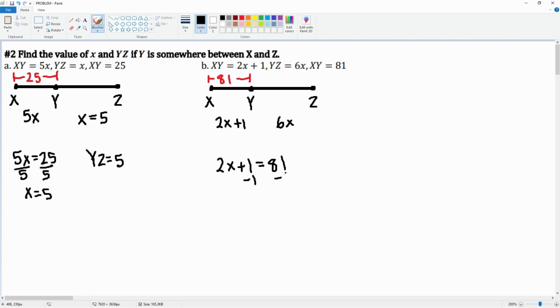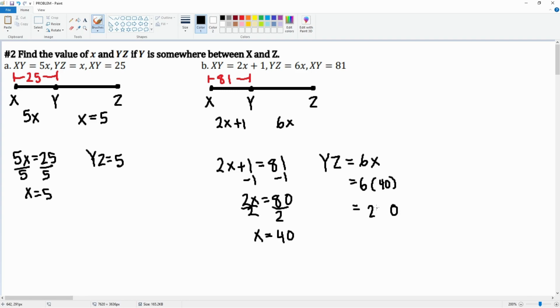Now we can solve by subtracting 1 on both sides, getting 2x equals 80, dividing 2 to both sides, we get x is equal to 40. Now you want to solve for yz like the question asked for. yz is 6x. We substitute in that 40. We have, I think, 240 for the value of yz. So there you go.